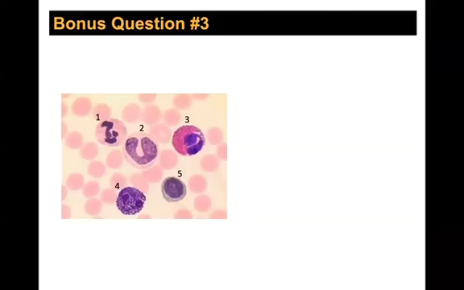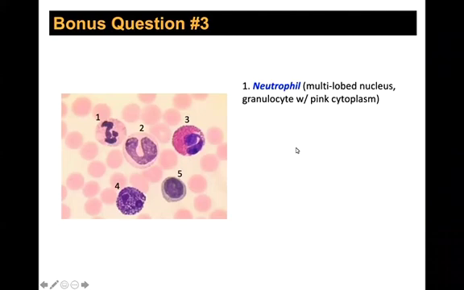Now, the difference between the three is the cytoplasmic staining. There's a neutral stain, there's a basic stain, and an acidic stain. The neutral is clear, and there are far less granules. And so one is a neutrophil. It has a multi-lobe nucleus with a pink cytoplasm.